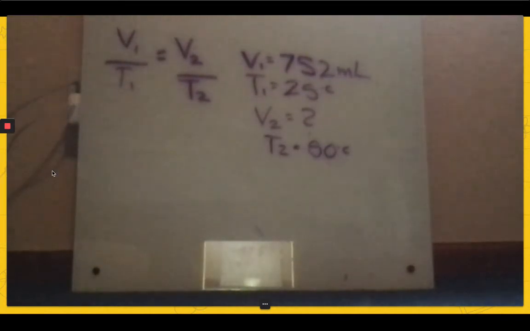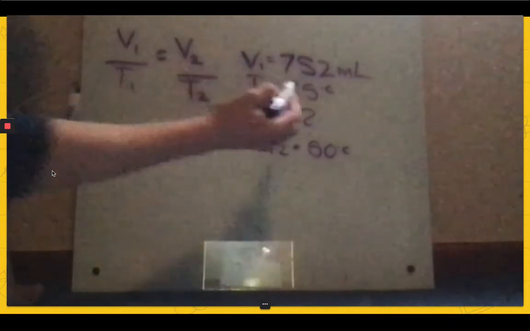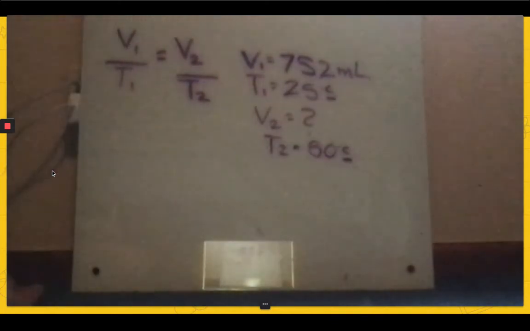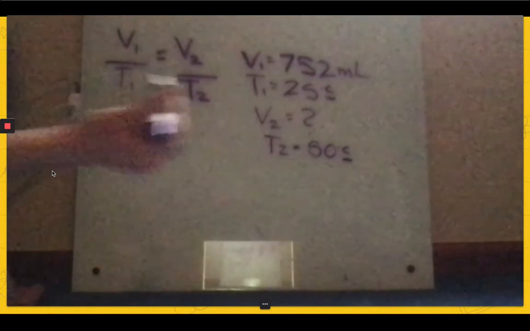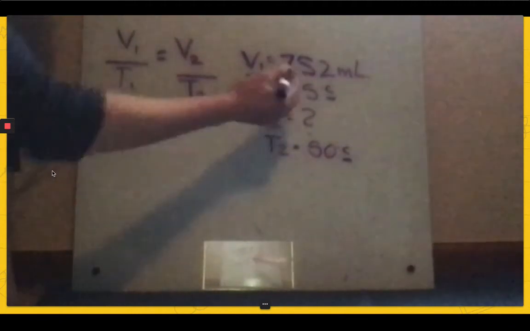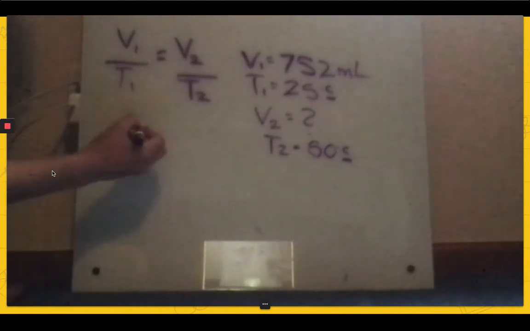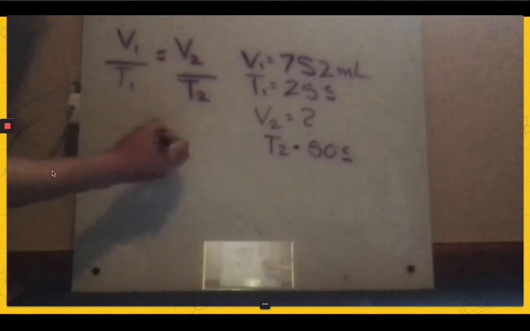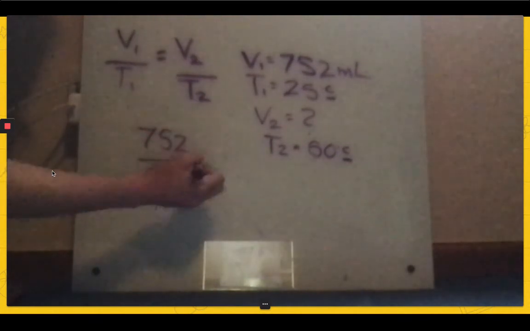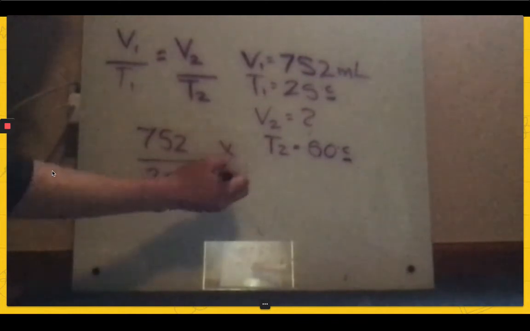Just like with Boyle's Law, as long as your initial unit and your final unit are the same, you do not need to convert anything. So because we're in Celsius and Celsius, we don't need to change anything about that. So let's plug in our numbers. We will have 752 divided by 25 equals x over 50.